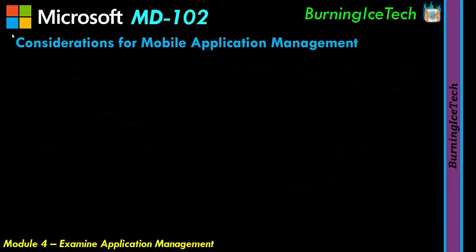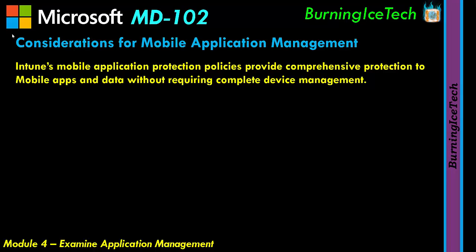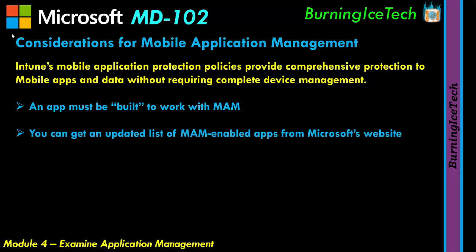Well, first of all, folks, Intune's mobile application management protection policies provide comprehensive protection to mobile apps and data without requiring complete device management. Secondly, folks, an app must actually be built to work with mobile application management. Or should I say, MAM? If it's not built to work with MAM, I think you can figure out what's going to happen. If you'd like to know more about which apps you can actually use, for those of you that are curious, you can get an updated list of MAM-enabled apps from the Microsoft website.